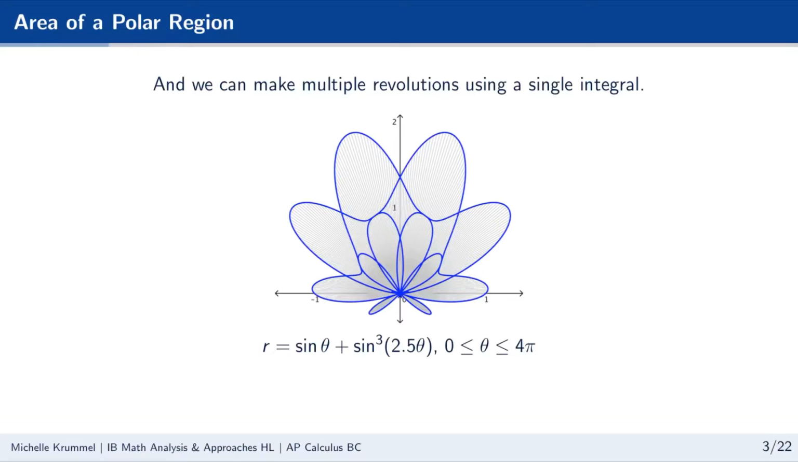And this is that same graph, but now on the interval from 0 to 4 pi. So we can make multiple revolutions, find this area all using a single integral. Now there are some overlapping areas here, so we want to make sure that we're interpreting it correctly. Some of these regions are going to get counted twice as we rotate around, all the way around to 2 pi, and then keep going around again all the way to 4 pi.